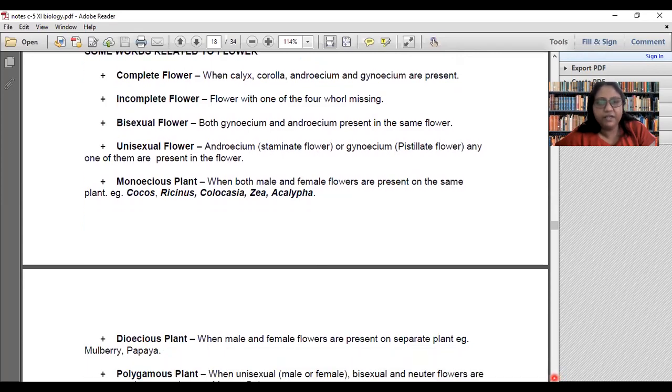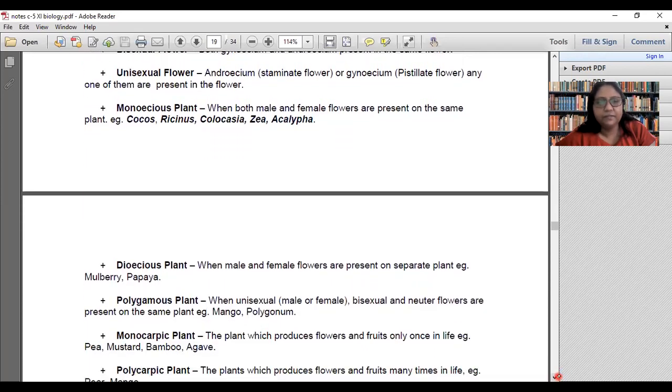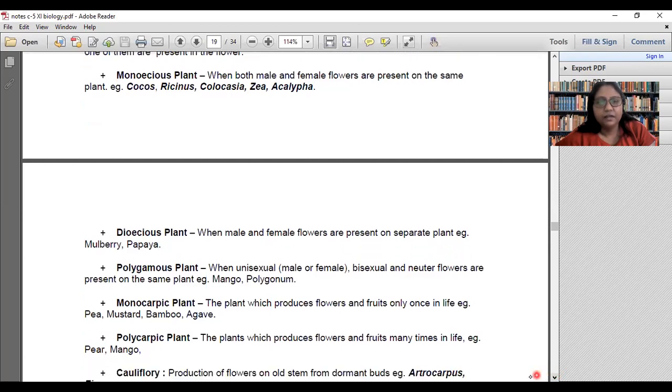So we completed this part. Now let me tell you, apart from monoecious and dioecious plants, there can be a polygamous plant. So what is a polygamous plant? If in a single plant there is presence of unisexual flowers, bisexual flowers and neuter flowers. What are these neuter flowers?